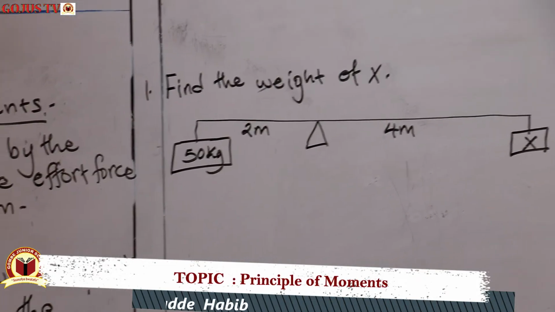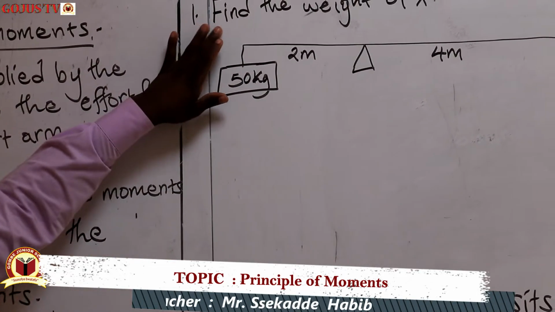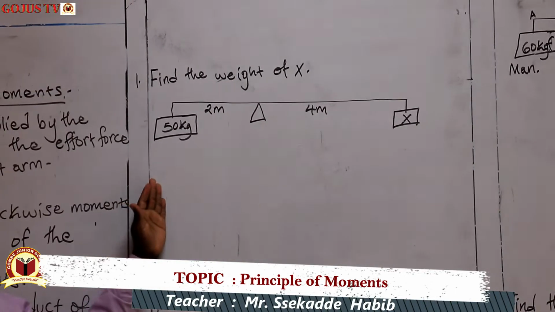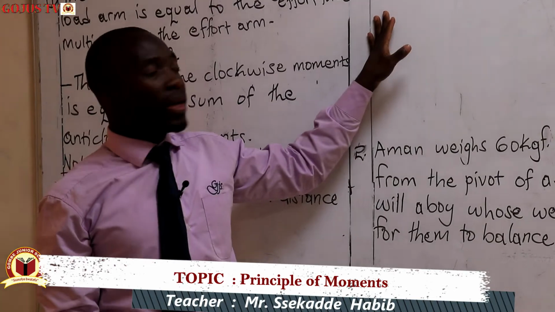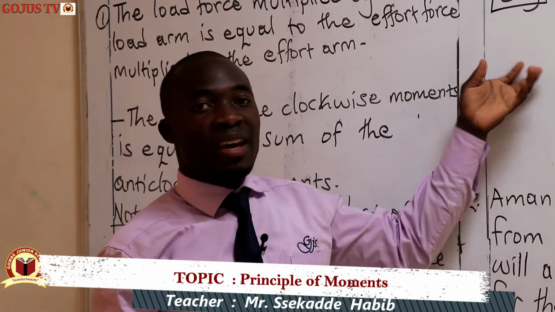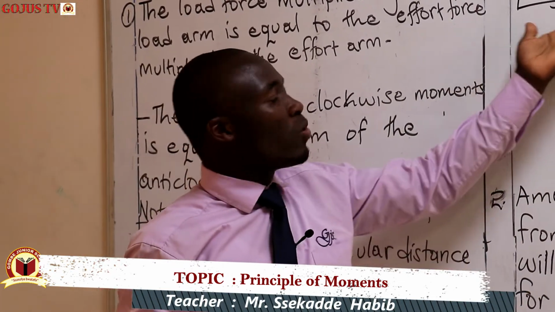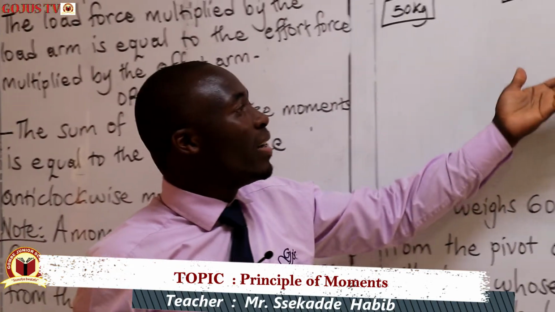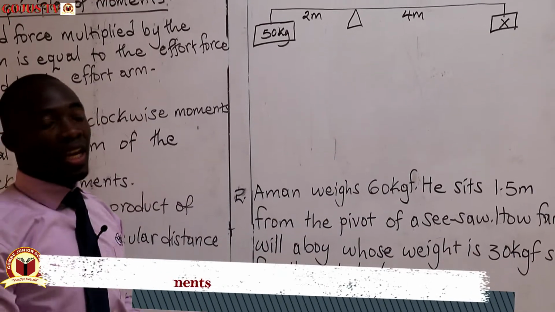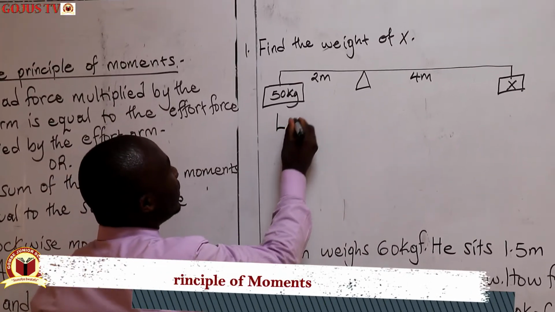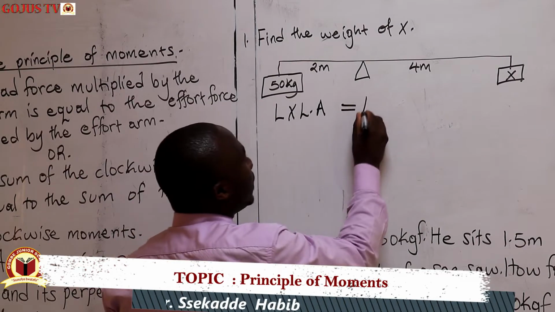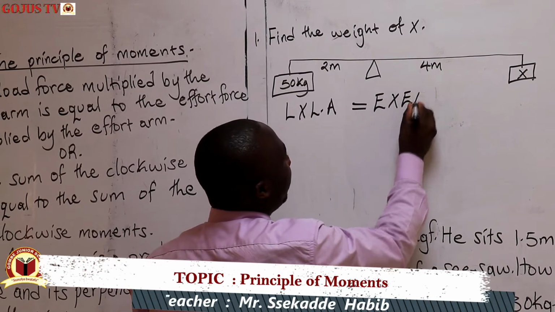This is our first example, where we are required to find the weight of X, the unknown, this side of the box. As we deal with levers, we should know that the load is always nearer to the pivot. Whatever is heavier is the load. Whatever is lighter is the effort, and it is always far from the pivot. So here we shall say load times the load arm is equal to effort times the effort arm.